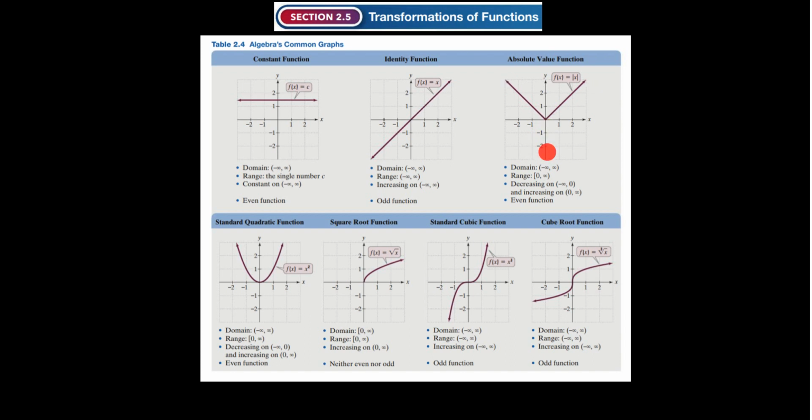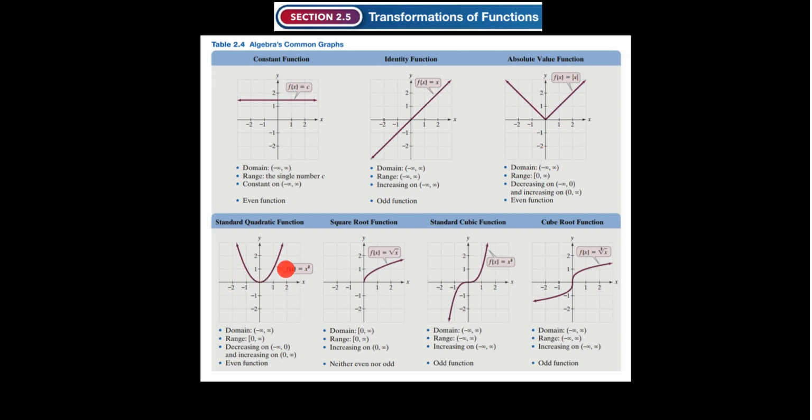We have our domain, again, negative infinity to positive infinity. Our range only exists from 0 to infinity, including 0. We see that we're decreasing from negative infinity to 0, and increasing from 0 to infinity. This is an even function because we are symmetric about the y-axis.